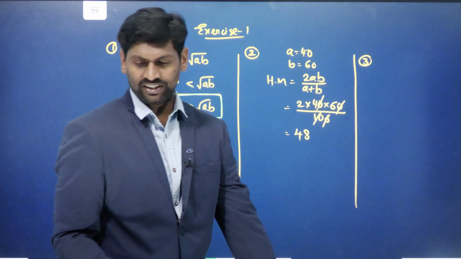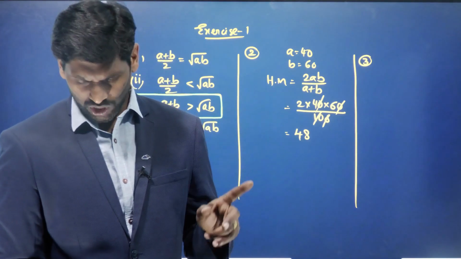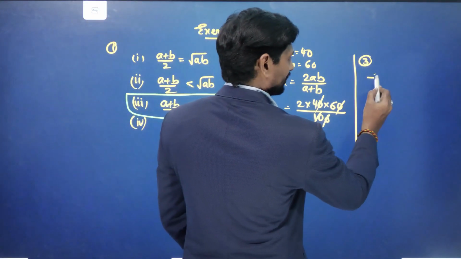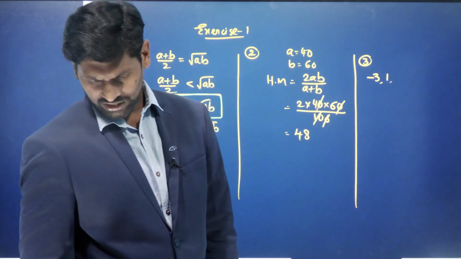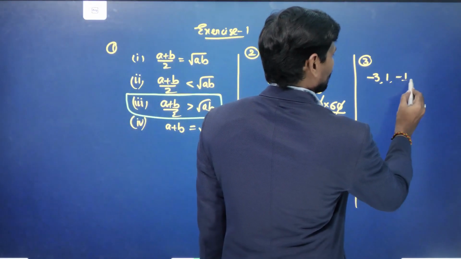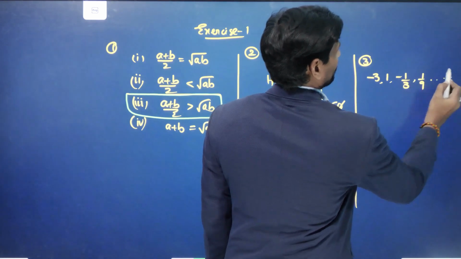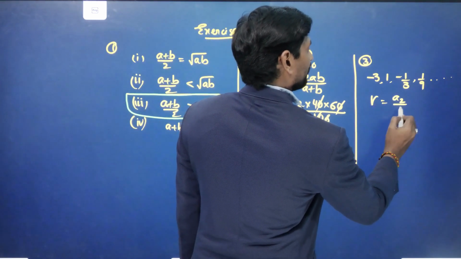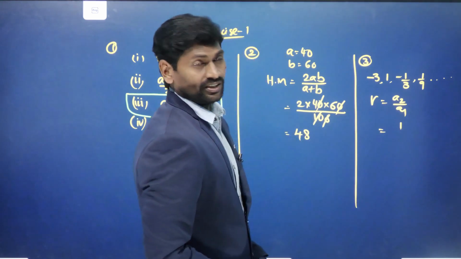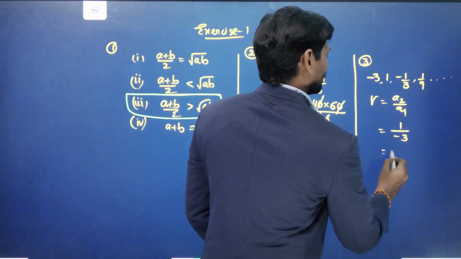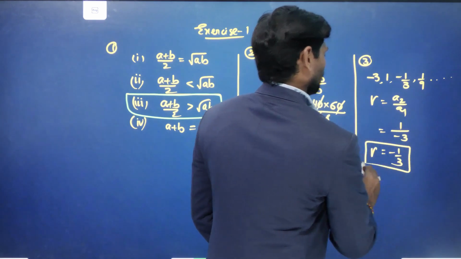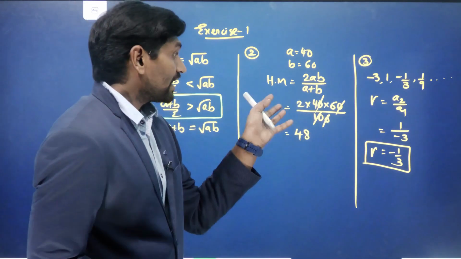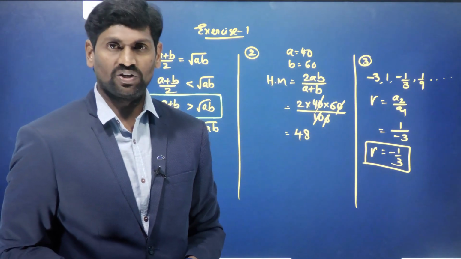The third question is to find the common ratio of the given sequence. The sequence is given: minus 3, 1, minus 1 by 3 and 1 by 9 and so on. Common ratio we need to find. Common ratio R is equals to A2 by A1. A2 value 1 and A1 value minus 3, nothing but minus 1 by 3. Okay? Then we can say that whenever it is asking about the common ratio, the given numbers are in geometric progression. Okay? Yes.